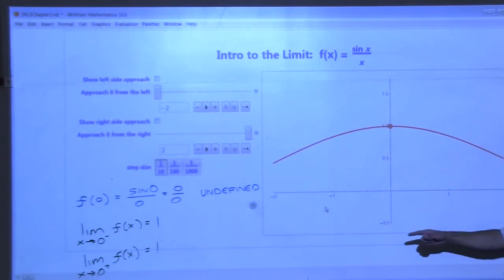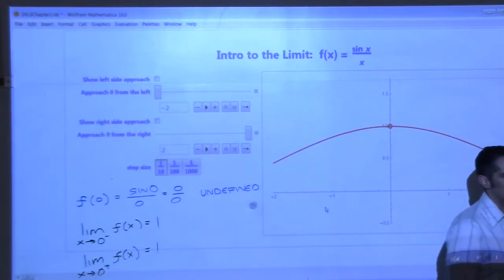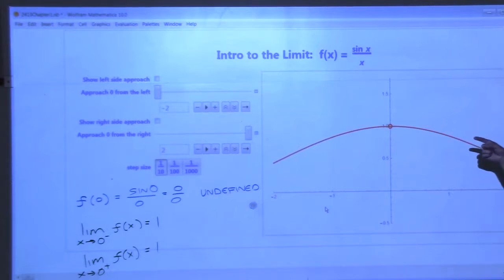In this example, is the left-hand limit and right-hand limit the same? Yes. In the previous example, it was also. It was the negative 0.25. But in the ones prior to that, they weren't the same. Okay. It can be different variations. It just depends on the problem.